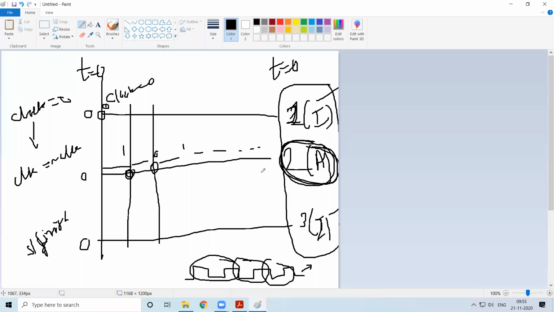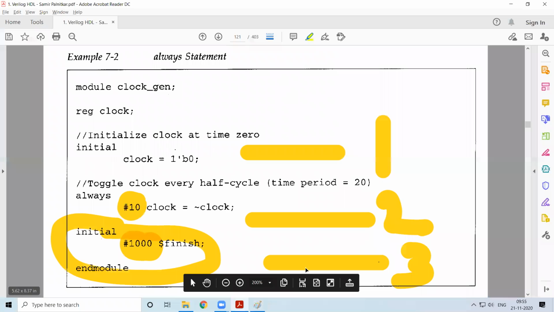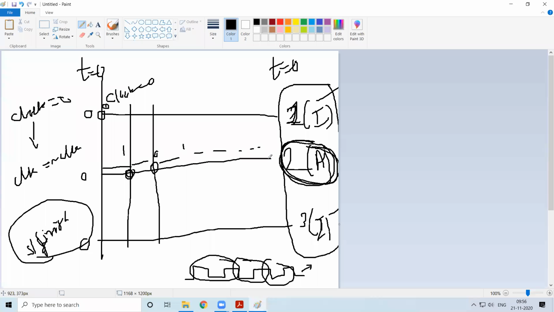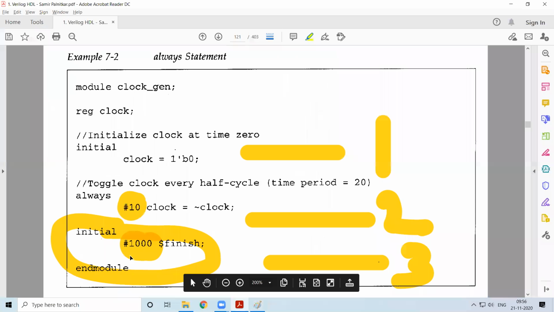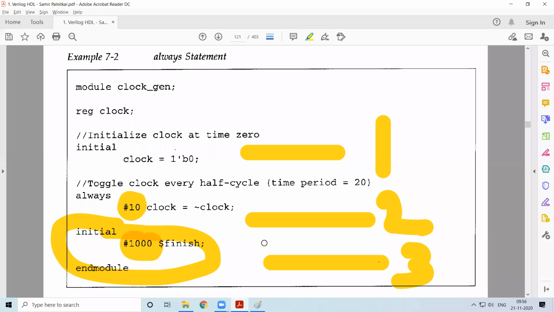So this repeats. Now if I don't have this statement, if this part is not there, then it would be in an infinite looping condition. That is, the clock will be continuously changing, but there is no stopping condition. That's why you are specifying this hash finish, which is at 1000 time units. So here you are specifying that from the start, at 1000 time units, you stop the execution, you stop running the simulation. That is what you are trying to observe.